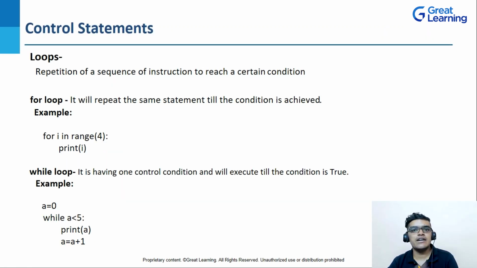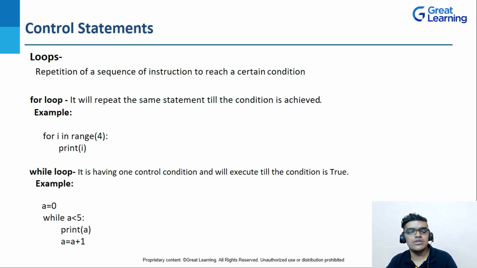Now after understanding the for loop, let's understand what a while loop is. A while loop is a loop which has one control condition and it will execute till the condition is true. So let's take an example. Here you can see that I have created a variable a in which I have assigned the value 0, and then I have implemented a while loop. I have written while a is less than 5. Inside this while loop I have written a print statement, and after that I have written a = a + 1.